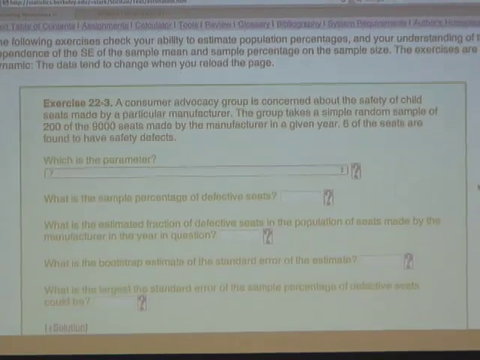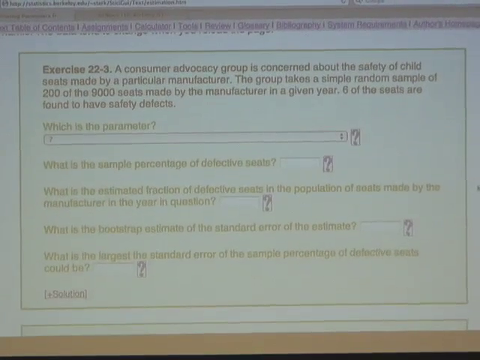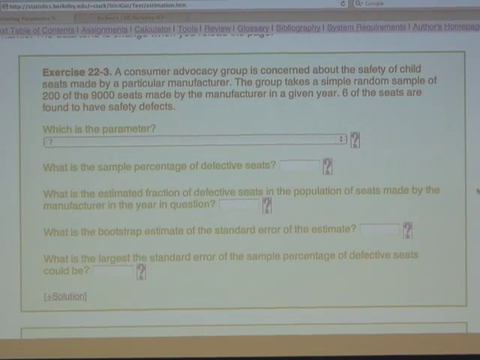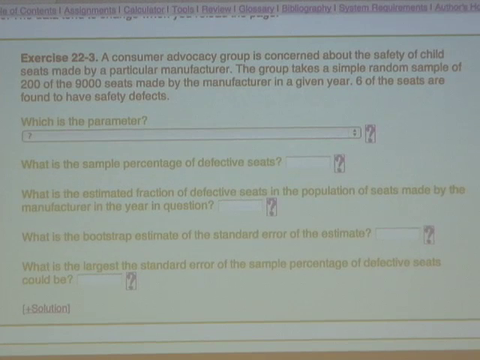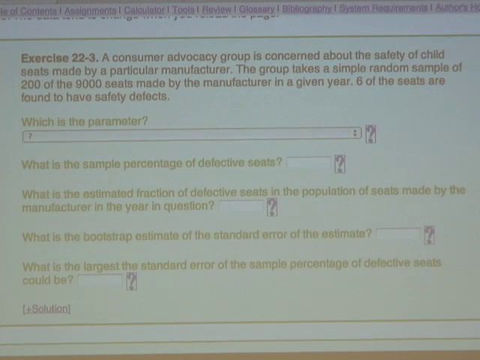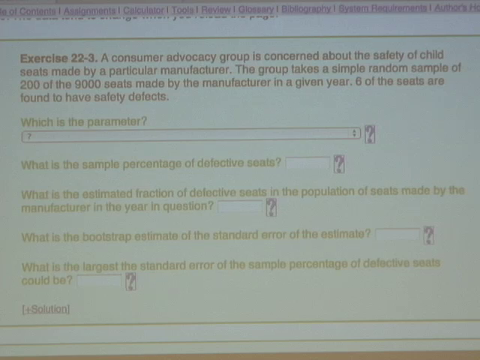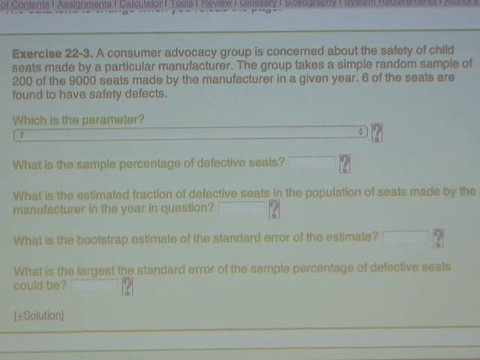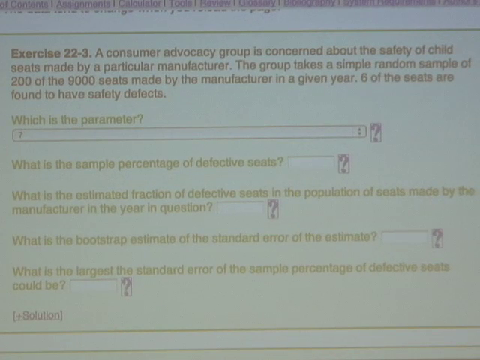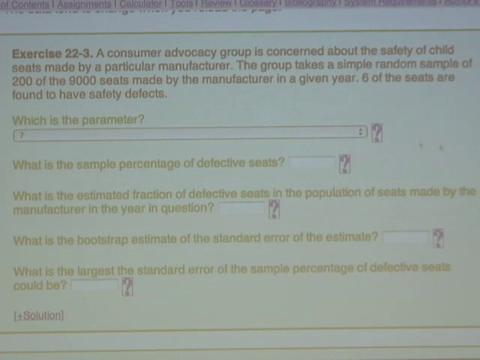All right, let's do this exercise. A consumer advocacy group is concerned about the safety of child seats made by a particular manufacturer. They take a simple random sample of 200 of the 9,000 seats that were made by the manufacturer in a given year. 6 of those seats are found to have safety defects. Which of these is a parameter?